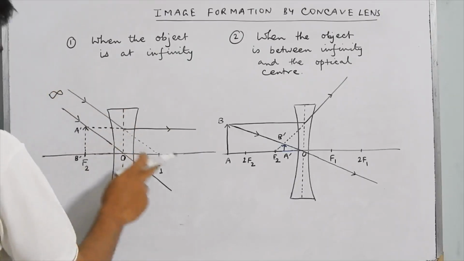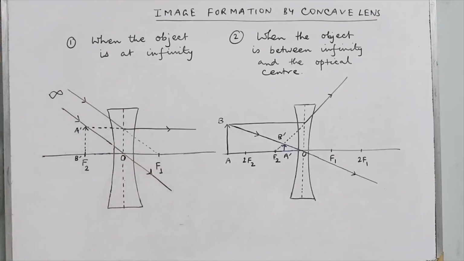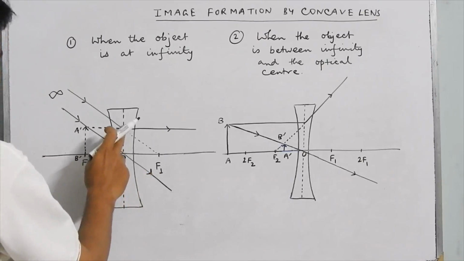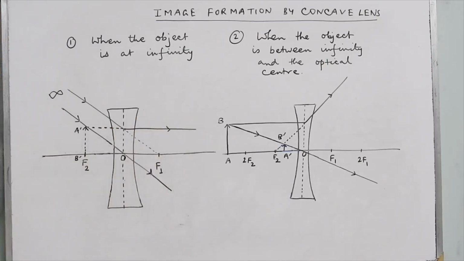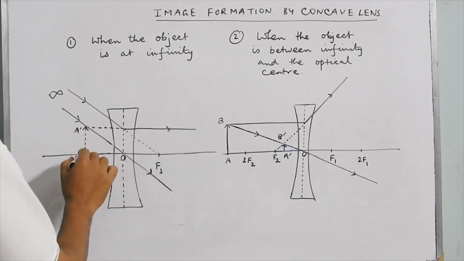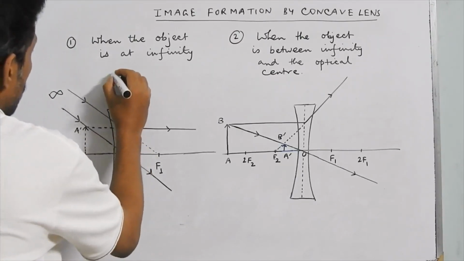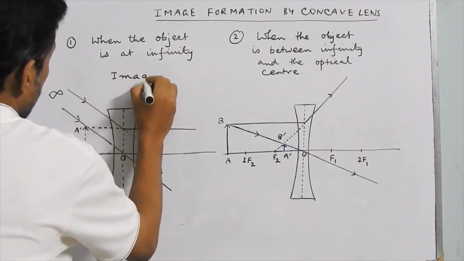A ray is directed towards the first principal focus, and after refraction it becomes parallel to the principal axis, and a ray passes through the optical center and passes undeviated. If these rays are produced backward, you will see that the image is formed at the second principal focus. So for a distant object, the image is formed at the second principal focus. The image is virtual, erect and diminished.